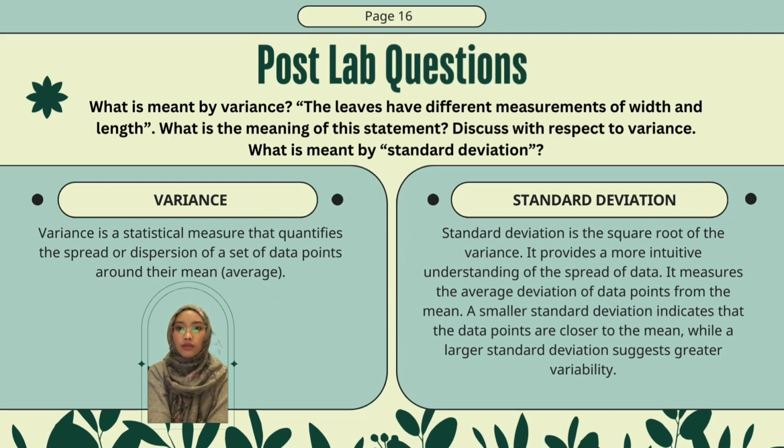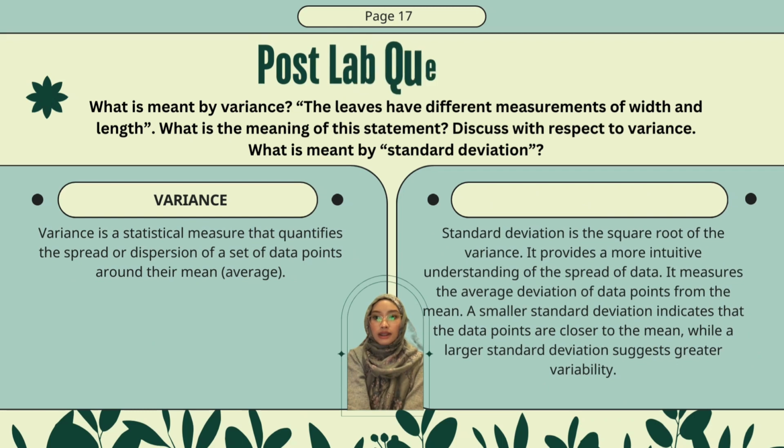The leaf have different measurement of width and length. What is the meaning of this statement? Discuss with respect to variance. What is meant by standard deviation? The meaning of variance is a statistical measure that quantifies the spread or dispersion of a set of data points around their mean or average.